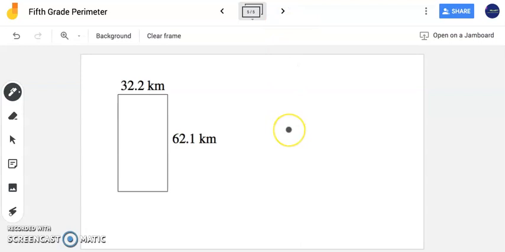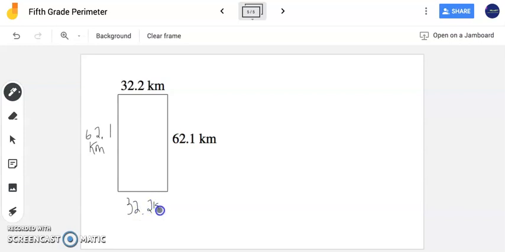Now my last step is I have another rectangle here. As a reminder for rectangles, the first thing I'm going to do is label all four sides. So if I know that the length here is 62 and 1/10, I know that this length is also 62 and 1/10 kilometers. And here I have 32 and 2/10 as my width. So the opposite width is also 32 and 2/10 kilometers.